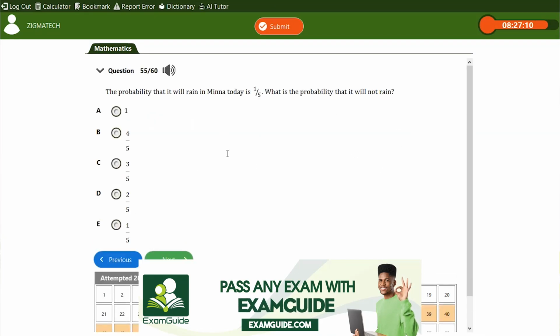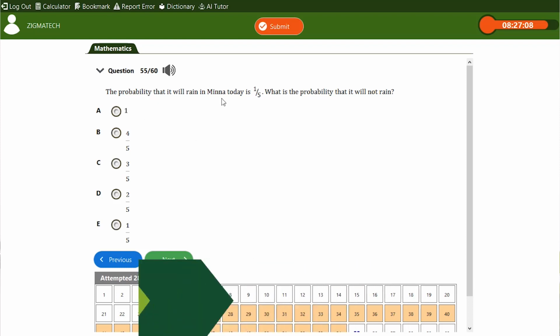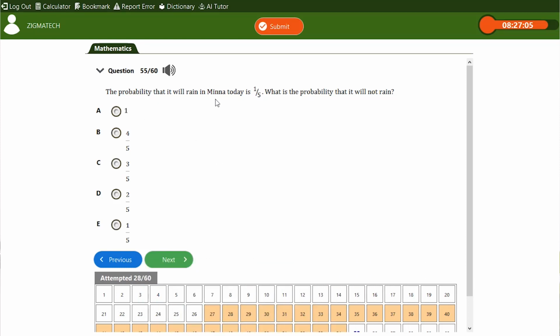All right, this says the probability that it will rain in Mina is 1/5. Okay, let's take that again. The probability that it will rain in Mina today, that is in Mina, right, is 1/5. So this is the probability that it will rain in Mina. Now the question says, what is the probability that it will not rain?